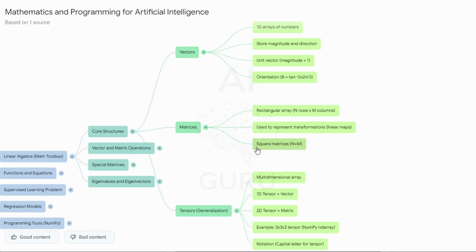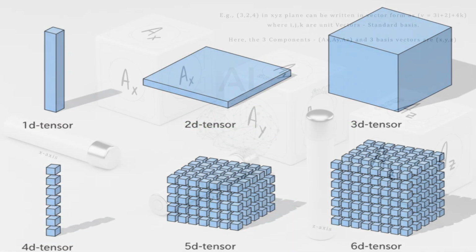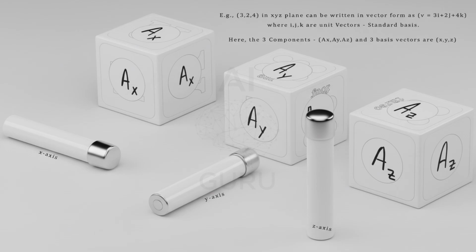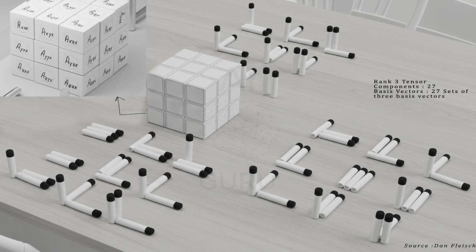And bigger still, tensors. Tensors are the ultimate generalization. They're multidimensional arrays. So a vector is a 1D tensor. A matrix is a 2D tensor. And tensors can be 3D, 4D, whatever. Exactly. Think about color video data. You've got height, width, color channels, and time. That's inherently more than 2 dimensions. You need a tensor for that. It's absolutely critical in deep learning.